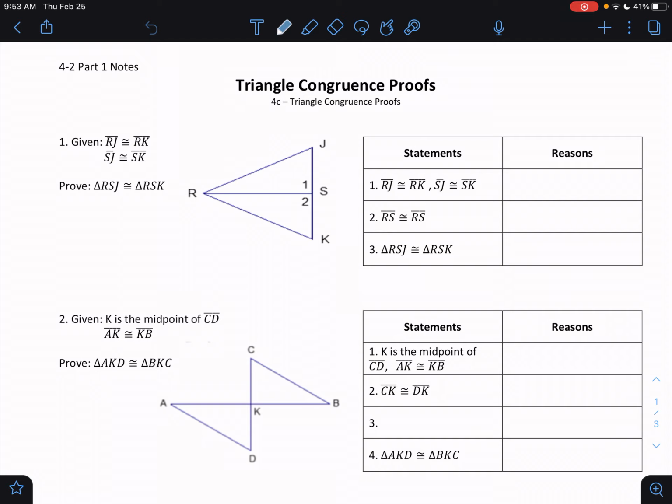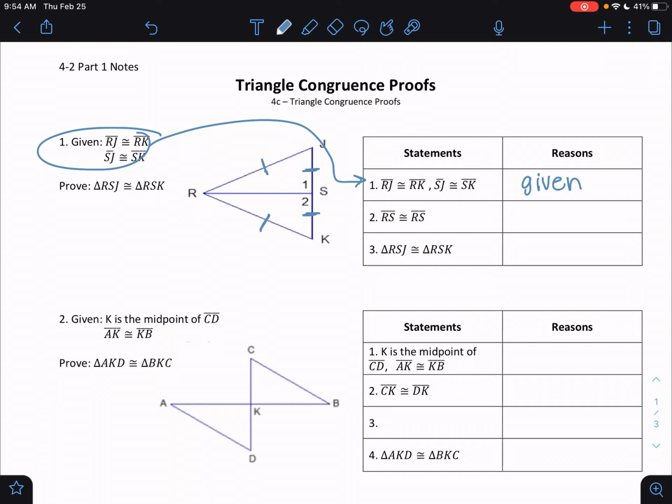I think looking at an example will help us. So first we want to start with what's given. And whatever is given always goes in the first box of your statements. And then we want to mark what's given. So RJ is congruent to RK, and SJ is congruent to SK. So that's what we're given. And the reason for this is always just going to be given. So the first one, given.